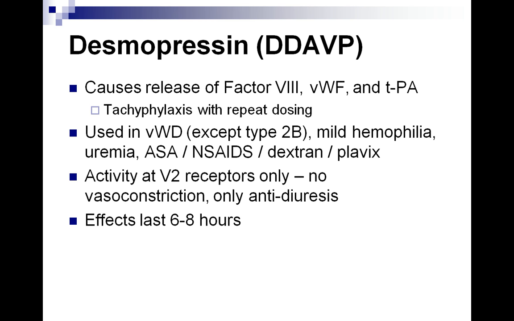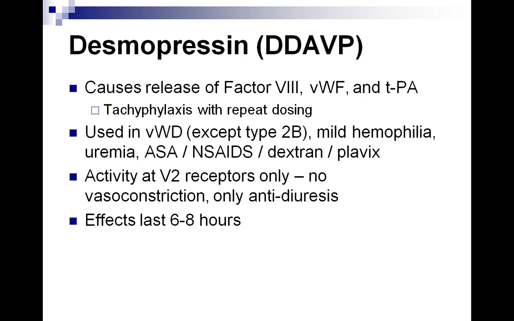Now we've talked about DDAVP, desmopressin. What is that? That's a substance that actually causes release of factor 8 from von Willebrand's factor. It also causes release of TPA. Desmopressin experiences tachyphylaxis, which means that subsequent doses have less effect than the initial dose.